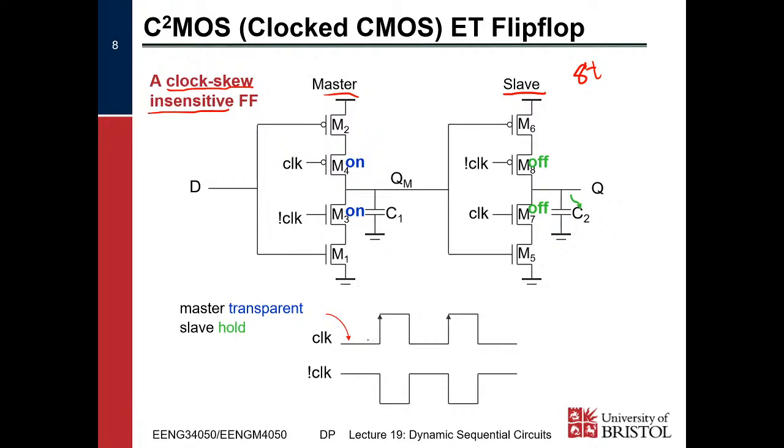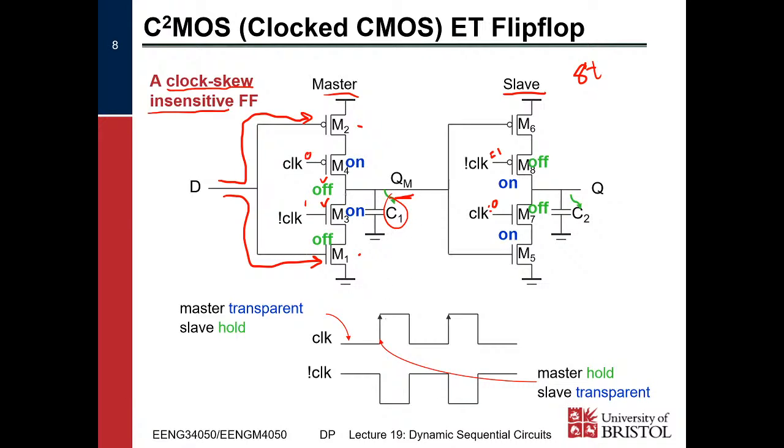So when the clock is low, these 2 transistors are on, because clock is 0, not clock is 1, and so the data on D will be inverted by this inverter. We'll go straight through these and run on QM, right, and be stored in C1. On the other hand, our slave, because this is 1 and this is 0, these 2 will be off, and so C2 will just hold its value.